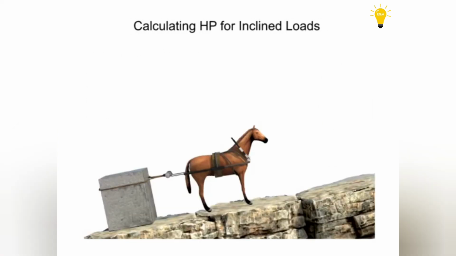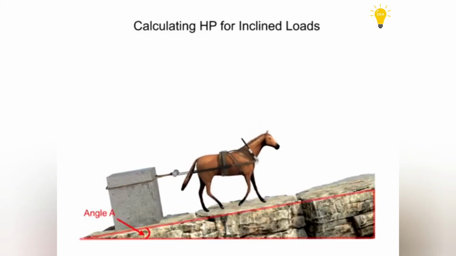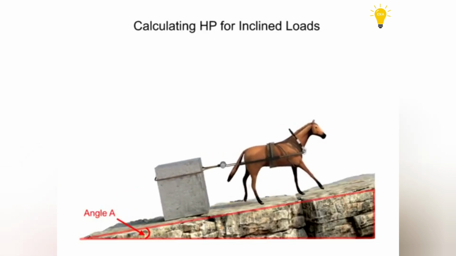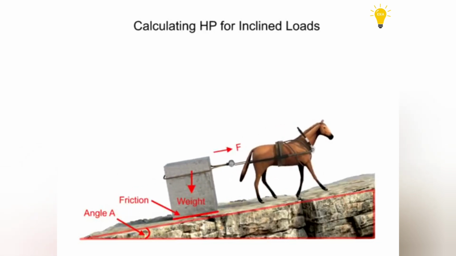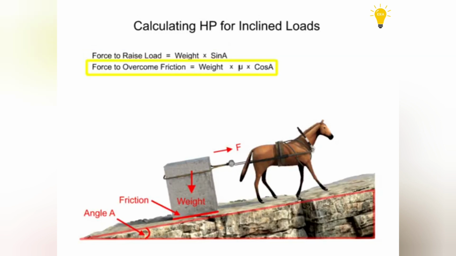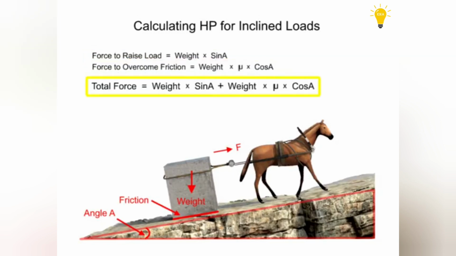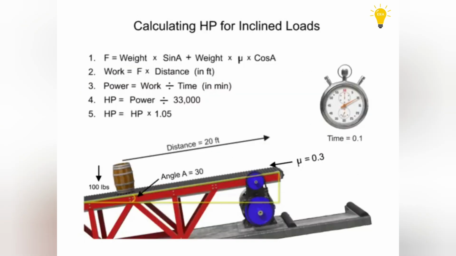If the distance to be traveled isn't on a horizontal surface, the angle of the surface must be taken into account. To determine the total force required, we must add the force required to raise the load to a higher elevation with the force required to overcome the friction. The total force is equal to the weight times sine A plus the weight times the coefficient of friction times cosine A.